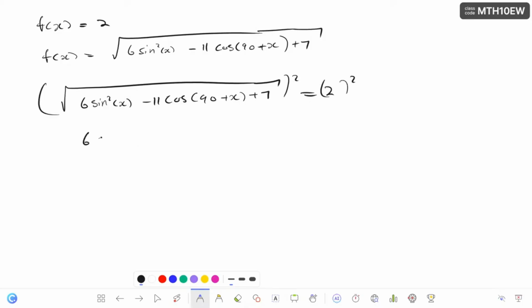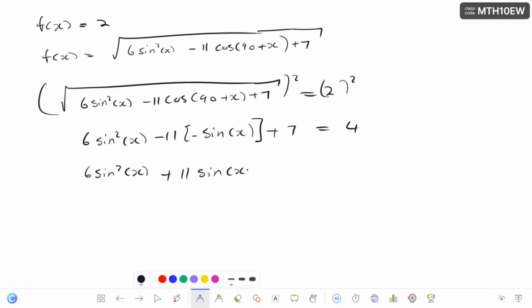So it's going to be 6 sine squared x. Okay, we need to check something. We know that this one is a cofunction, and we can change it to what? To negative sine x plus 7 is equal to 4. So this is the same as 6 sine squared x plus 11 sine x plus, taking 4 to the other side, 7 minus 4 is what? Is 3, is equal to 0.